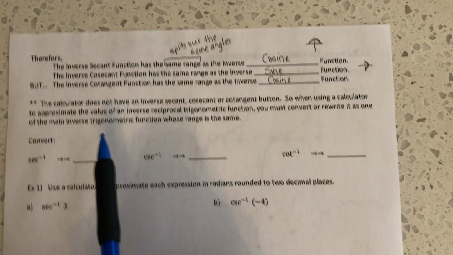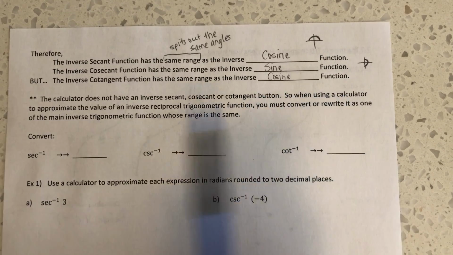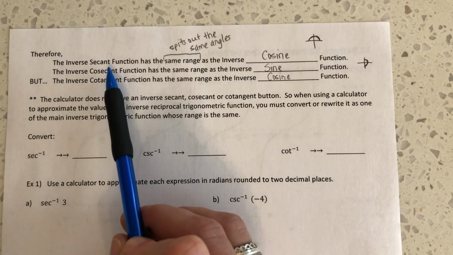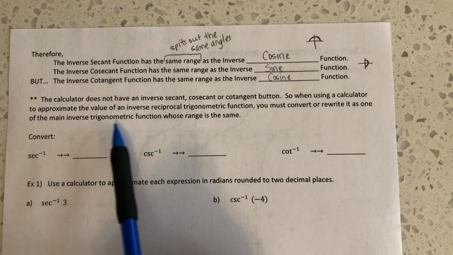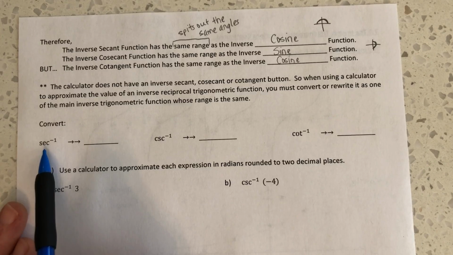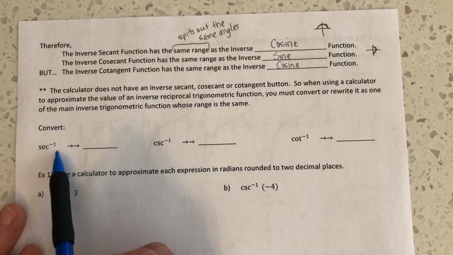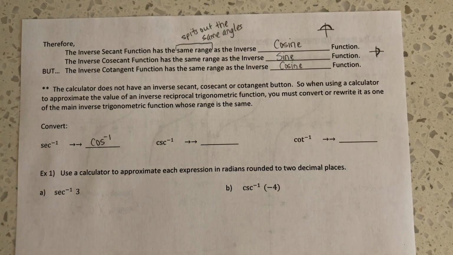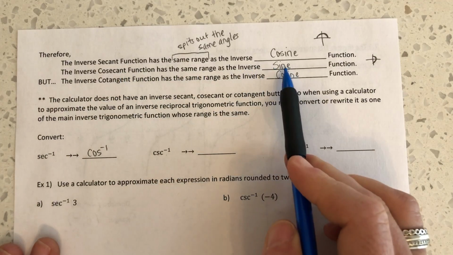All right, the calculator does not have an inverse secant, cosecant, or cotangent button. So when using a calculator to approximate the value of an inverse reciprocal trigonometric function, to approximate an inverse secant, cosecant, or cotangent, you must convert or rewrite it as one of the main inverse trigonometric functions whose range is the same. All right, so if you're going to do an inverse secant, its range is just like the inverse cosine. So you're going to convert this to an inverse cosine problem. Great, no big deal, right? They're reciprocals of each other anyway. All right, the inverse cosecant function spits out the same angles as the inverse sine.